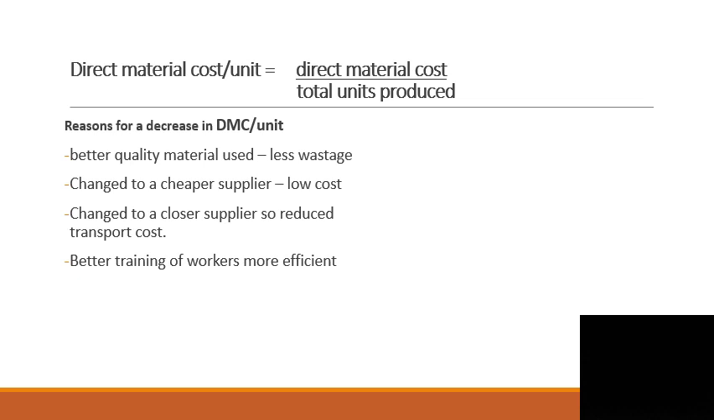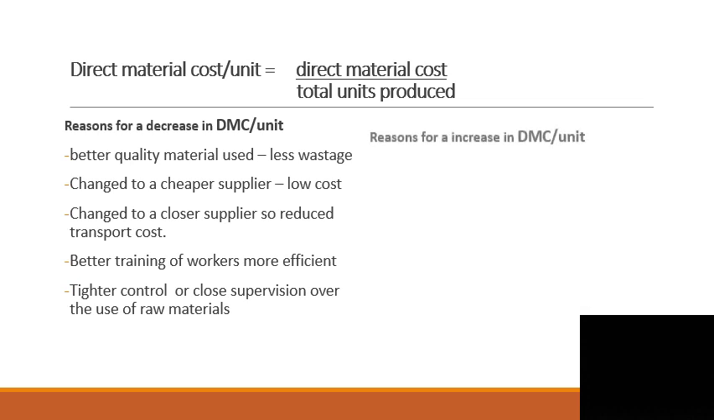Or better training of workers. Our workers are more efficient. They are using materials effectively with less wastage as well. It saves the business money. Or tighter control or close supervision over the use of raw materials. When the supervisors are checking on workers, they are closely monitoring any wastage that will reduce cost. These are what I have given you. You can add on what I have.